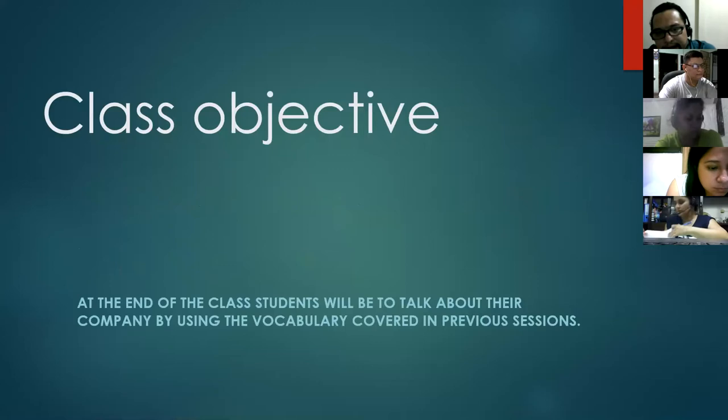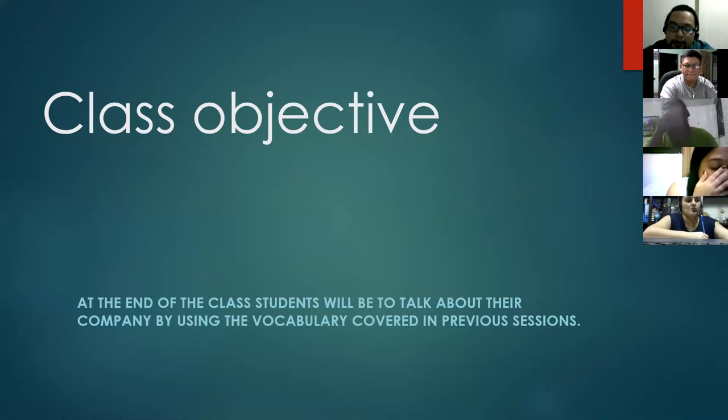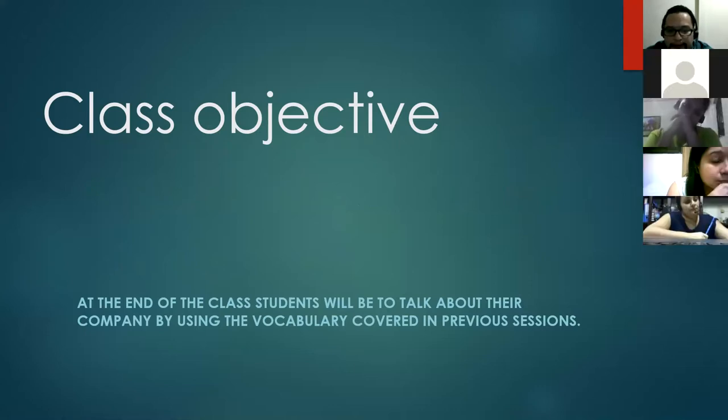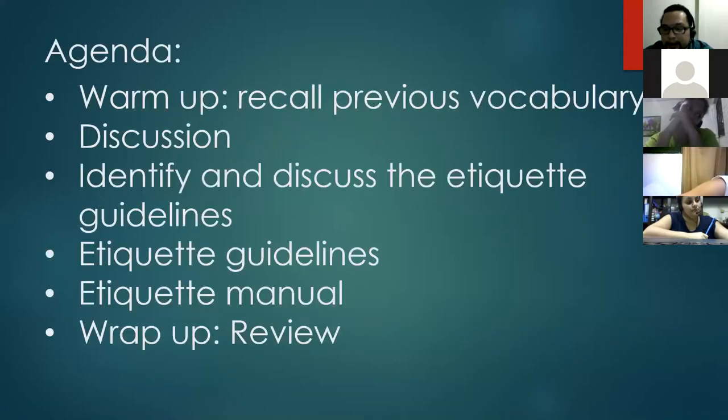Okay, the class objective for today is at the end of the class, the student will be able to talk about their company by using the vocabulary covering the previous session. So we are going to go over the vocabulary. So we're going to cover that one, and you're going to talk about your company using that vocabulary.